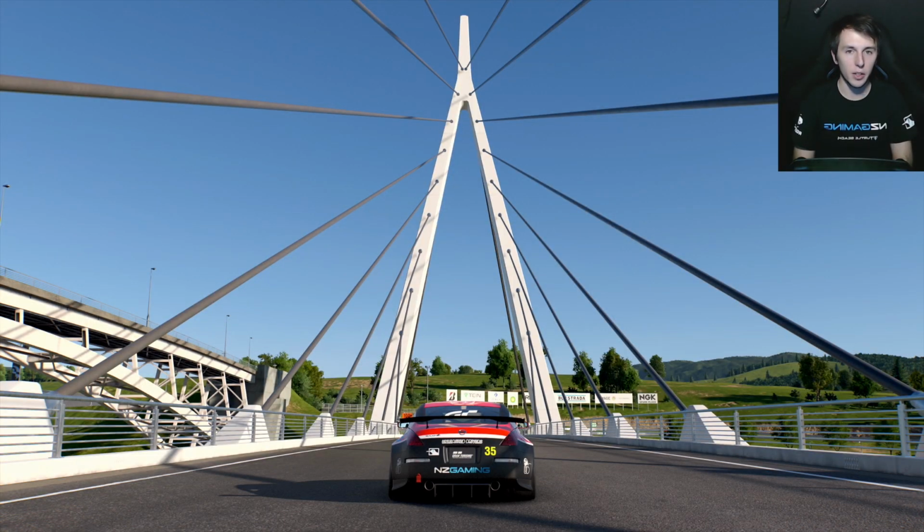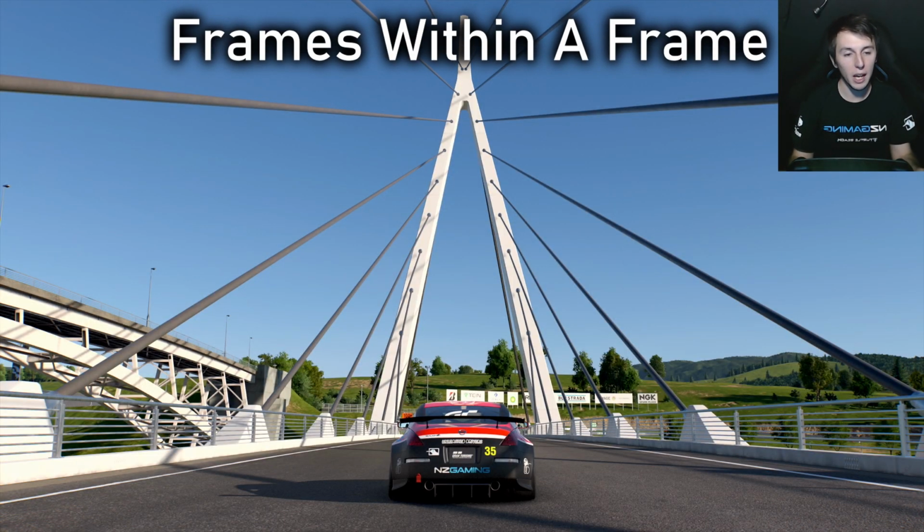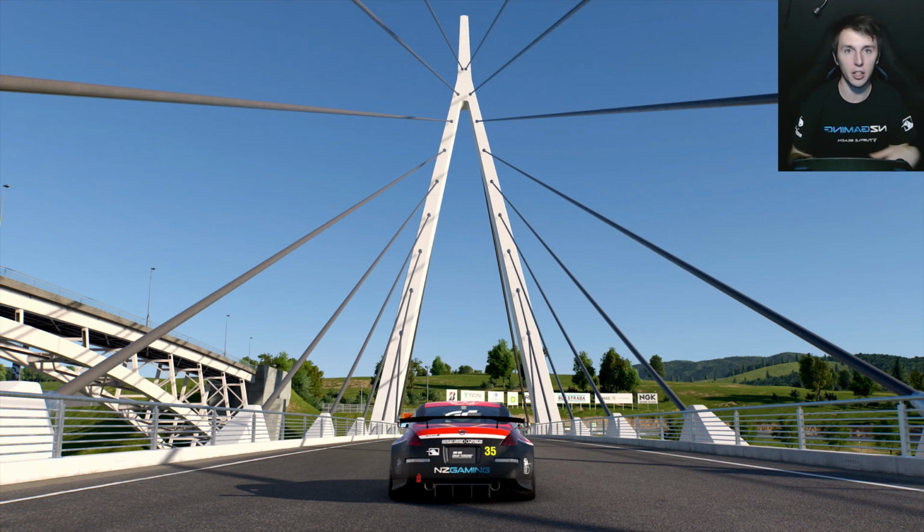And for my next tip of this video would be frames within a frame. So we have our main frame of the picture, which is just the entire rectangle along the outside of our picture. And then in this picture, for example, that big structure in the middle of the bridge is the frame around the car in the middle. It's a very small kind of frame, but it fits our car in the middle.